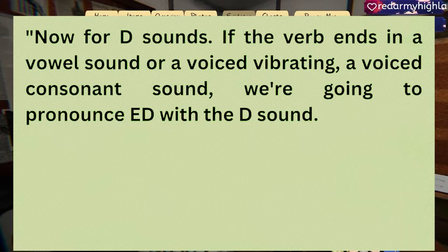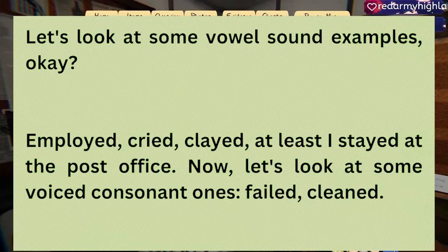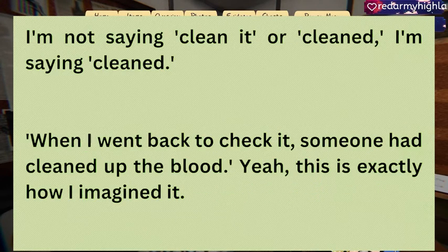Now for D sounds. If the verb ends in a vowel sound or a voiced, vibrating consonant sound, we're going to pronounce ed with the D sound. Let's look at some vowel sound examples, okay? Employed, cried, played. Now, let's look at some voiced consonant ones. Failed, cleaned. I'm not saying "clean-id" or "clean-t," I'm saying cleaned.